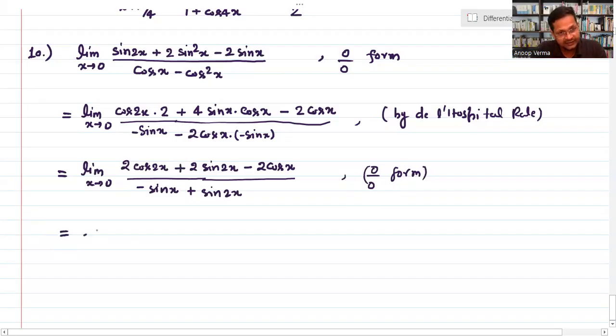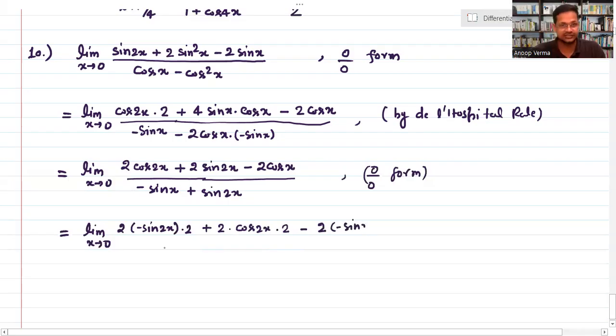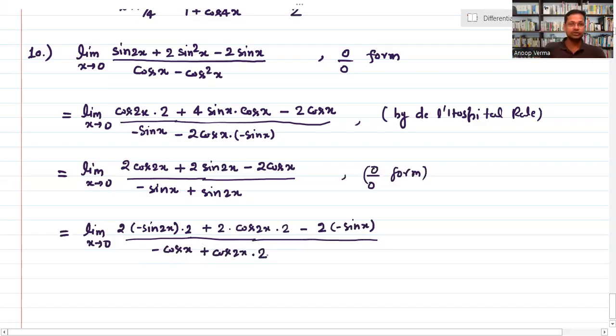So this will be limit x tending to 0 of 2, or it will be minus of sin 2x, and the derivative of 2x will be 2, plus this is 2, and the derivative of sin is cos of 2x, times 2 again, minus 2, and minus of sin x, the derivative of cos x being minus sin. Then the derivative of sin is cos x, so minus of cos x, plus here cos 2x times 2. This result we have written using L'Hospital's rule.